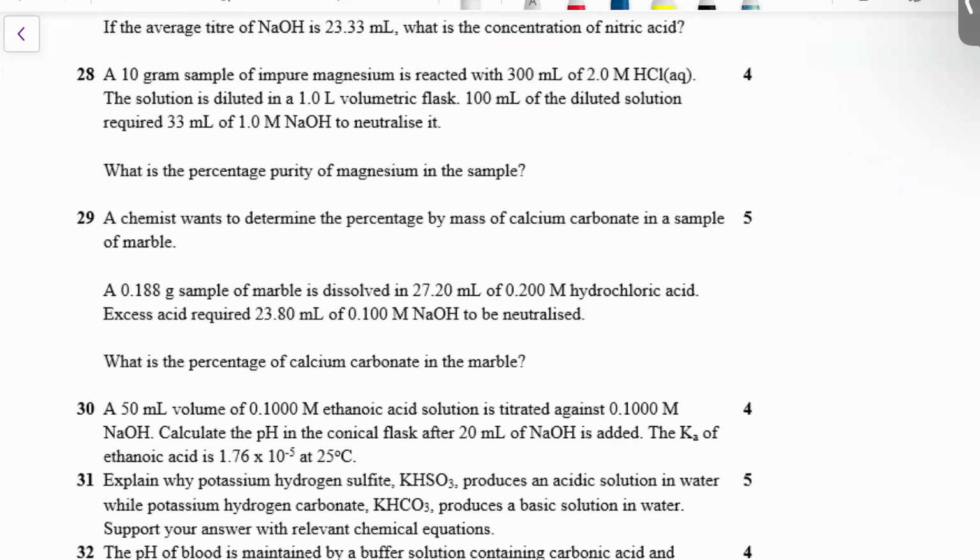Question 28. A 10-gram sample of impure magnesium is reacted with 300 ml of 2 molar HCl. The solution is diluted to a 1 liter flask. 100 ml of the diluted solution requires 33 ml of 1 molar NaOH to neutralize it. What is the percentage purity of magnesium in the sample? Direct, double direct, or back titration?